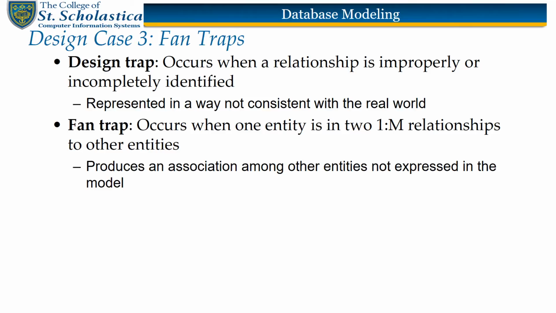The most common design trap is known as a fan trap. A fan trap occurs when we have one entity in two one-to-many relationships to other entities, thus producing an association among the other entities that is not expressed in the model.